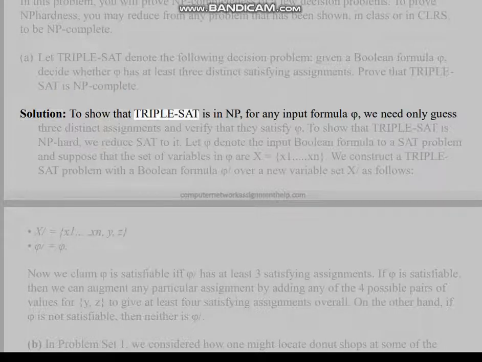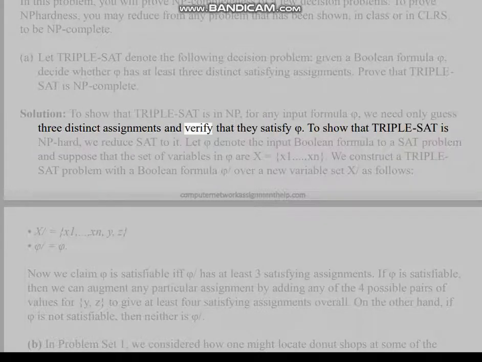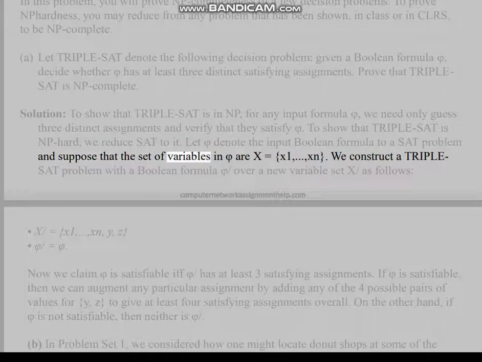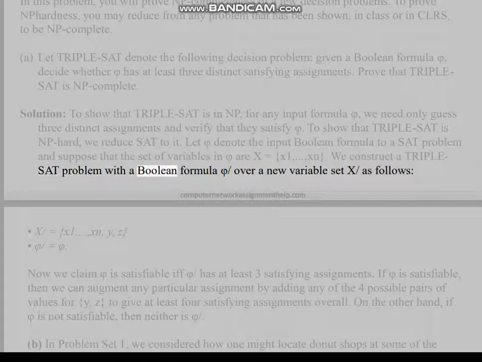Solution: to show that triple SAT is in NP, for any input formula phi, we need only guess 3 distinct assignments and verify that they satisfy phi. To show that triple SAT is NP-hard, we reduce SAT to it. Let phi denote the input Boolean formula to a SAT problem and suppose that the set of variables in phi are x = x1, ..., xn. We construct a triple SAT problem with a Boolean formula phi' over a new variable set x' as follows.